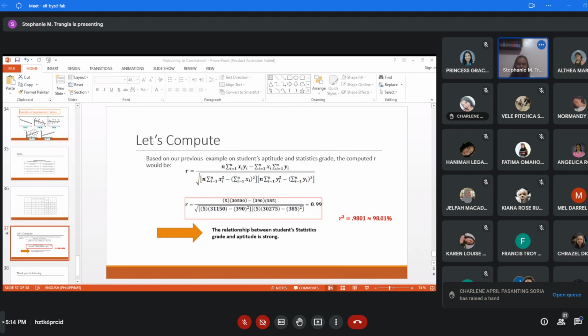Yes, Sorya. Ma'am, isn't the representation of independent Y and the dependent X? X is your independent, Y is your dependent. The weight on the y-axis is your weight because your weight is dependent on your height, which is on the x-axis. So the weight is what we are trying to estimate. Okay, ma'am. Thank you.